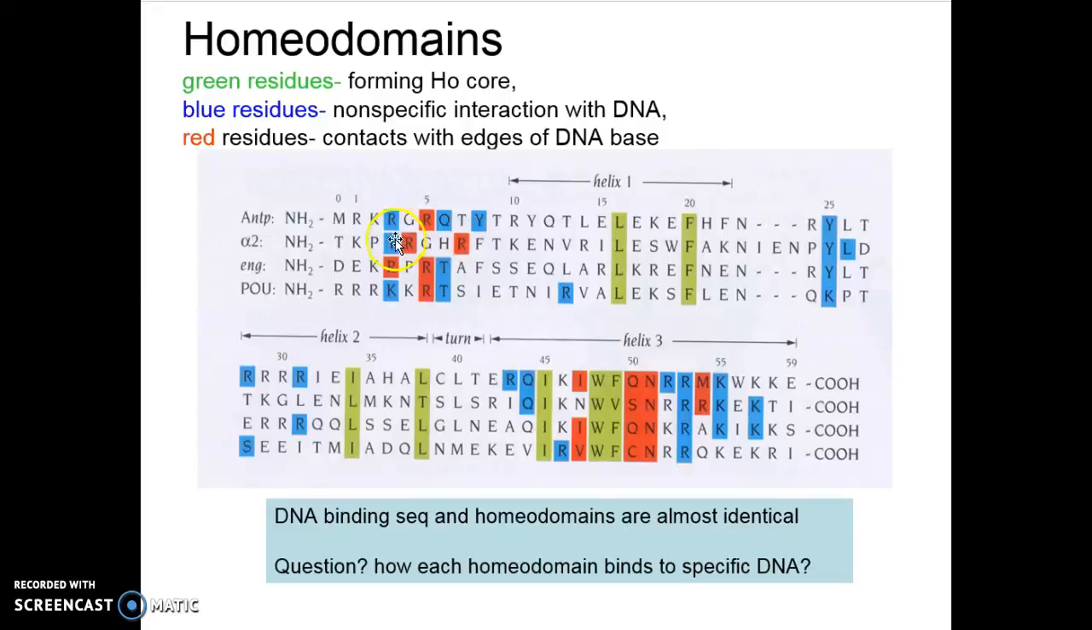So some regions are highly conserved, especially the hydrophobic core. There are so many different types of homeodomains, but the DNA binding sequence and homeodomains are almost identical. So people could ask how each homeobox domain binds to specific DNA.